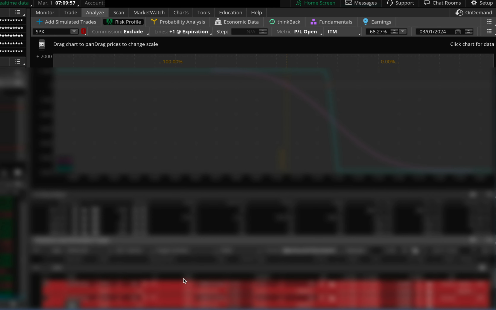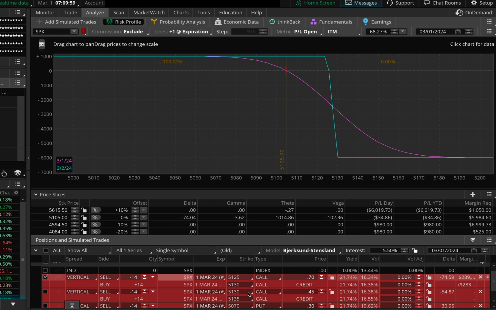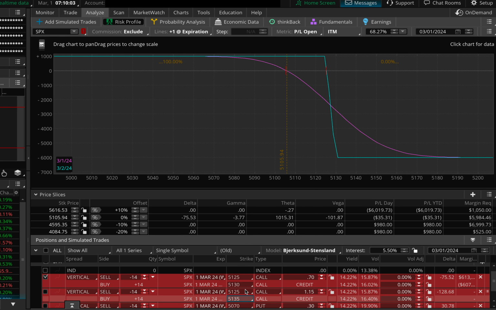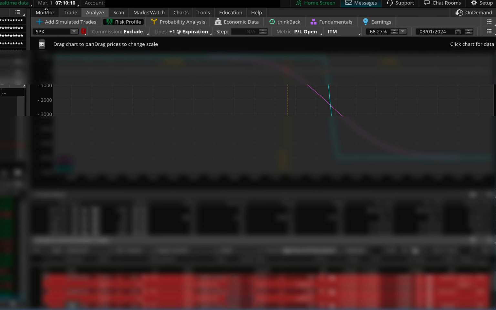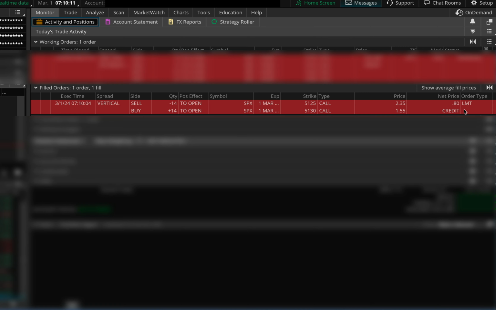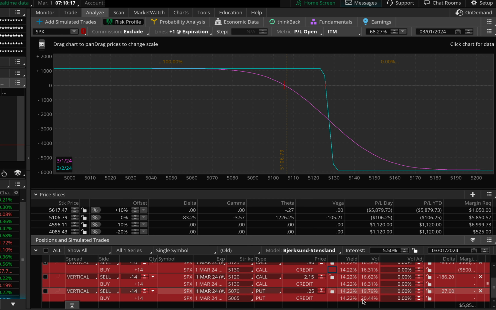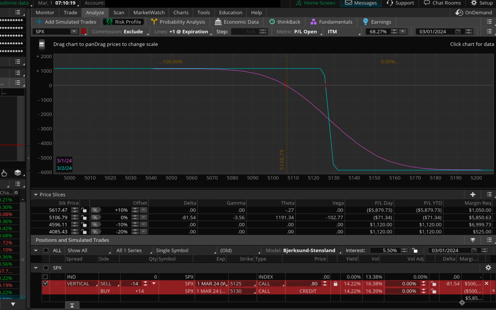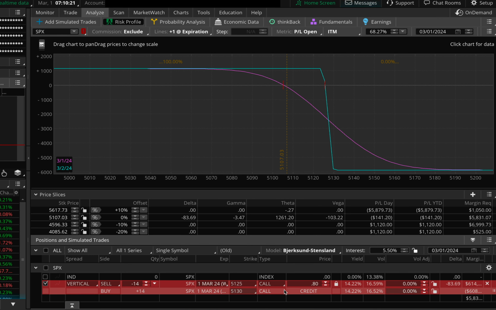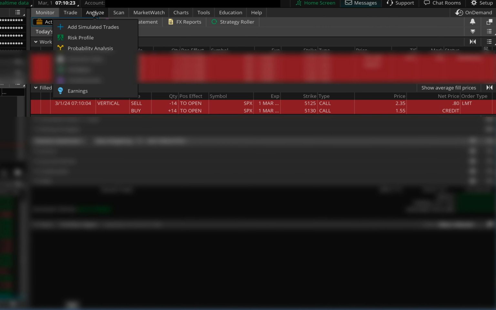Let me see if we can get 80 on this. If we came in by 5 points. Oh, there it goes. I think. Let's see. So there we go. We're in at 80. All right, so let's lock this in. 14 contracts at 80. That's the 51.25.